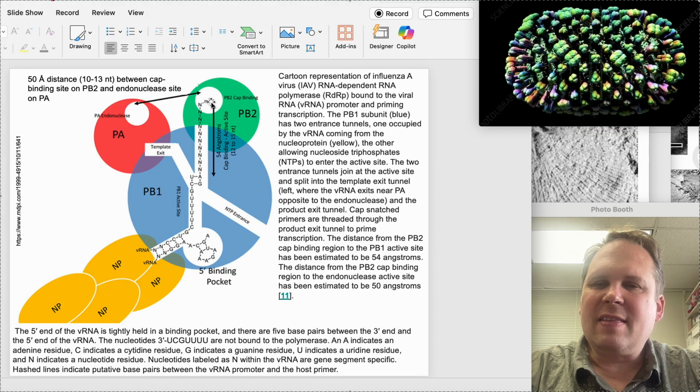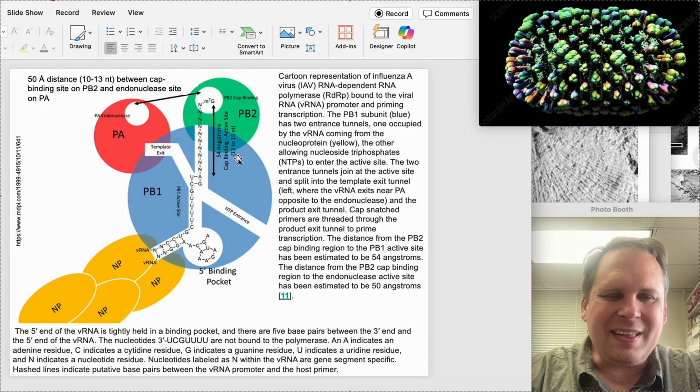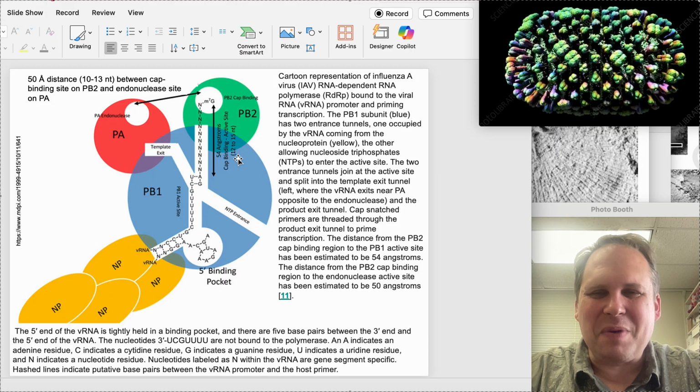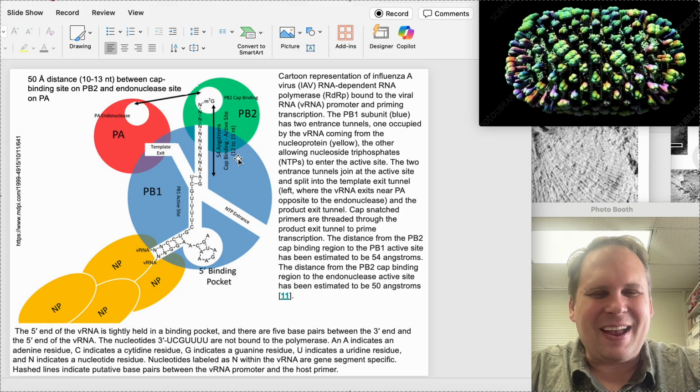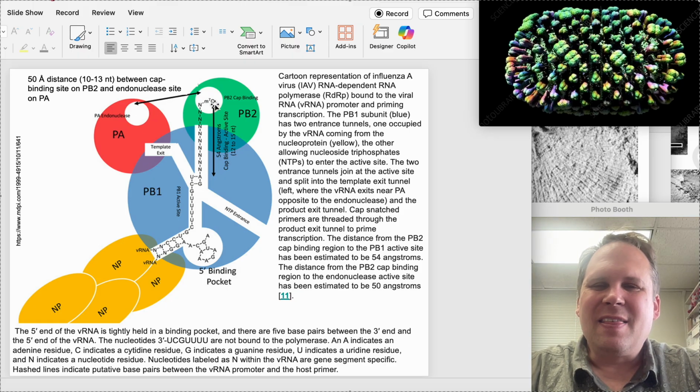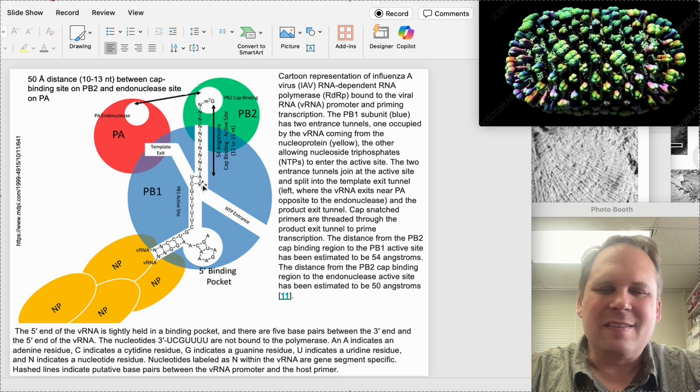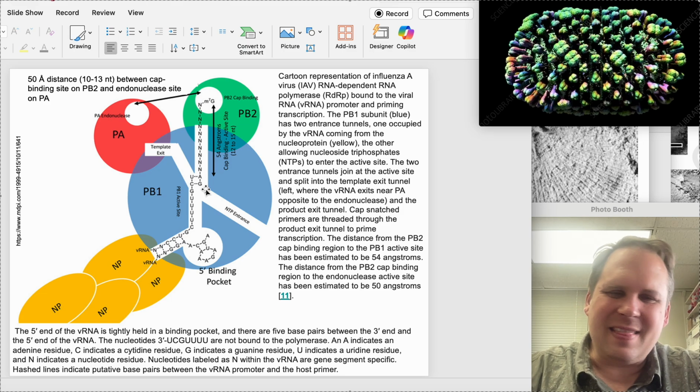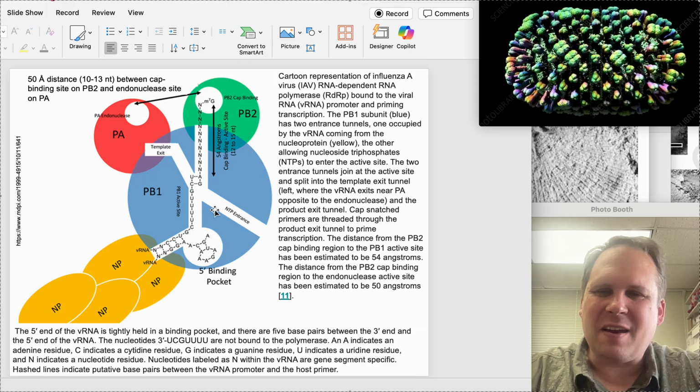This primer is then just long enough, so it's 54 angstroms to go from PB2 all the way down this channel in PB1, and that takes 12 to 15 nucleotides. Yeah, so you see why the primer tends to be 12 nucleotides long? It kind of has to be, right? To stretch from the thing that's holding it to the thing that's cutting it, and then from the thing that's holding it to the place that's using it. That's just how far away those things are. And so that's what the virus has evolved to do.